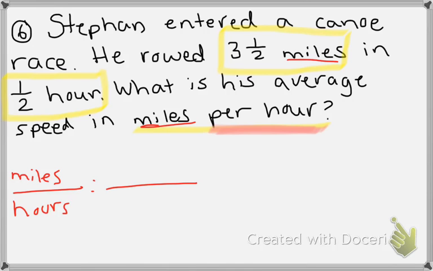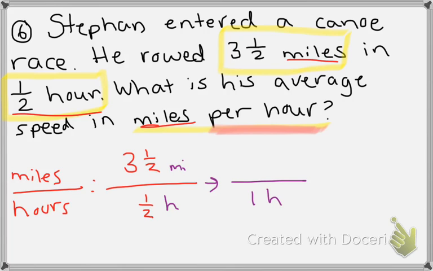Now let's fill in. Hours, we had what? Half hour. Miles, 3.5. So again, this is a complex fraction, and remember, this is miles and this is hours. If we want to go from a half hour to 1 hour, what number divided by a half gives you 1? Itself, right? So a half.